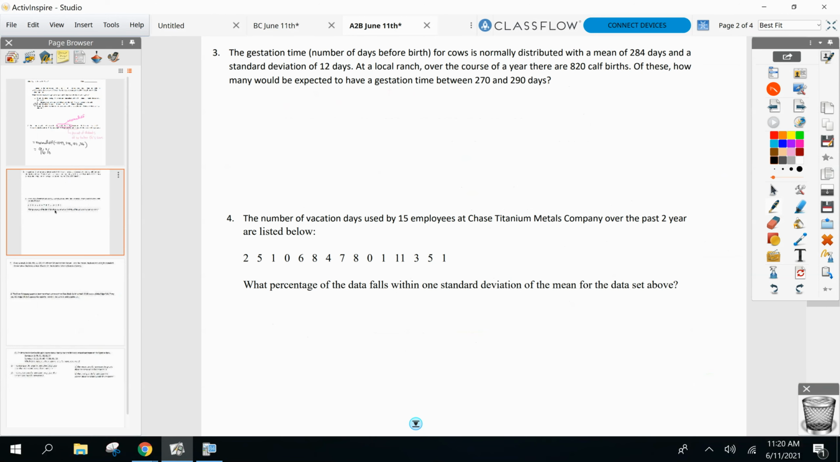Here we go. Number 3. I love this problem. It's just so rich with knowledge. Number of days before birth for cows. Ha! Normally distributed.